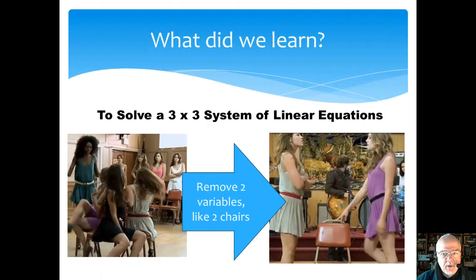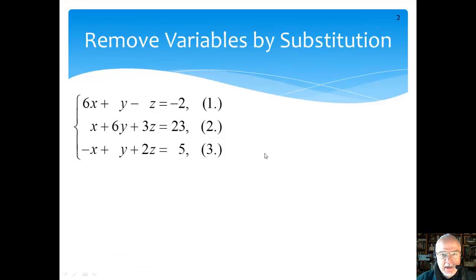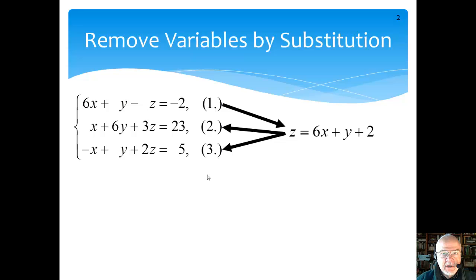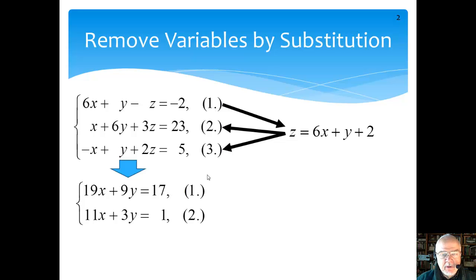So what do we learn? Well, we learned how to solve a 3x3 system of linear equations by substitution. And essentially the process is like musical chairs. We substitute equivalent values for a variable to remove variables, just like chairs are removed in musical chairs. In this particular case, we had 3 equations and 3 unknowns, and we took the first equation in our system and solved it for z, so that we found that z is equivalent to 6x plus y plus 2. We then substituted the equivalent for z into the other 2 equations, which effectively reduced it to a 2x2 system of equations.